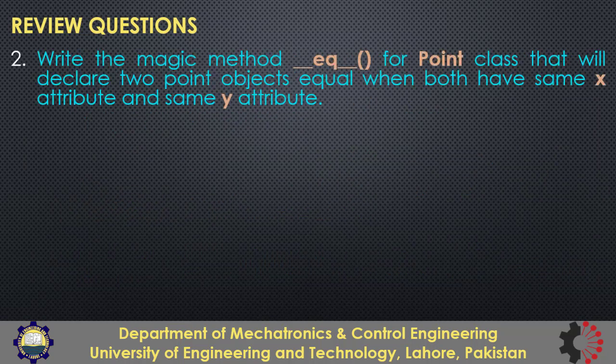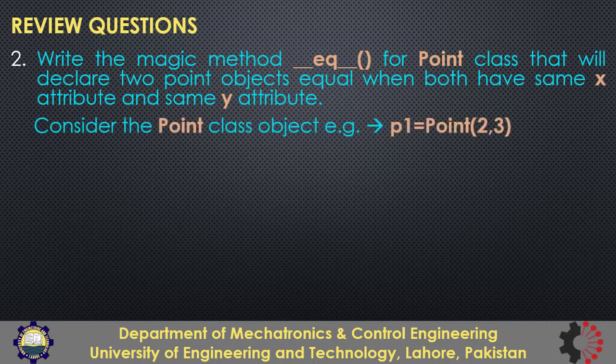In second question, you have to write the magic method dunder_eq for point class to check the equality of 2 points. The method should declare 2 points equal when both have same x attribute and both have same y attribute. Moreover, you need to add another feature. Consider the point class object, for example p1 equal to (0, 23). Also consider a tuple, for example t1 equal to (0, 23). Of course, the point object and tuple are not equal, although they have same values.